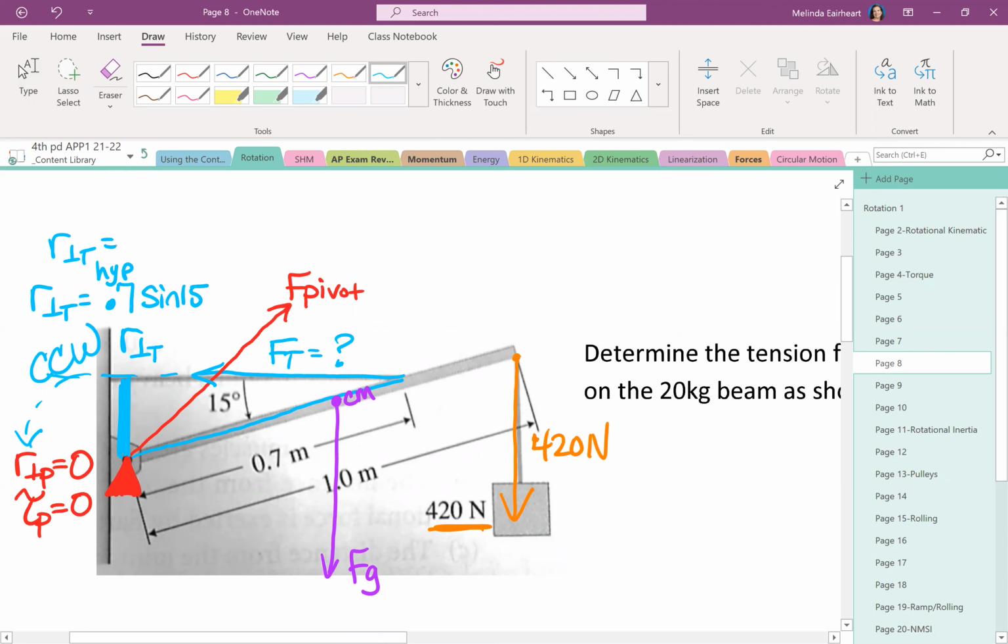And again, if you were like, oh, I should have tilted it to put everything in reference to the beam, then your force would be at an angle. So you're going to have to do angles either way. 0.7 times sine 15 is? 0.18 meters. We'll use that later.